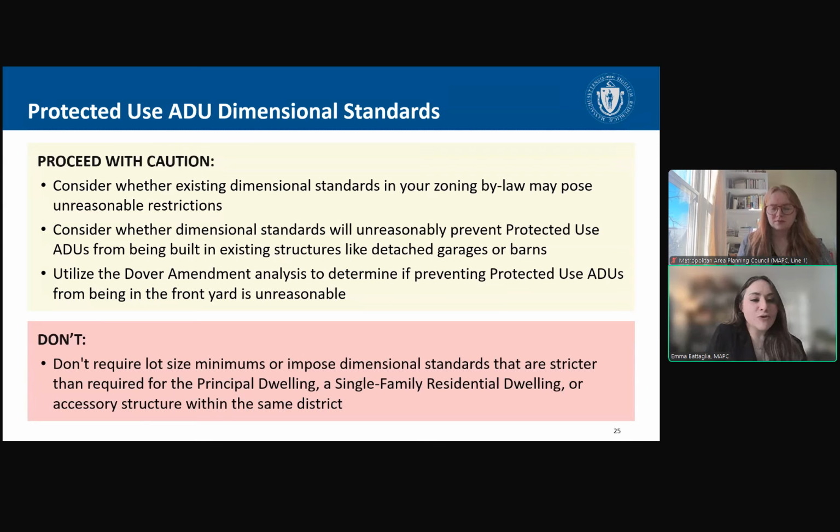In terms of things you want to avoid, you cannot require lot size minimums. They are not allowed, as the regulations explain. And you also can't impose dimensional standards that are stricter than required for the principal dwelling, a single family residential dwelling, or accessory structure within the same district. And we already explained how you would do that comparison. Next.